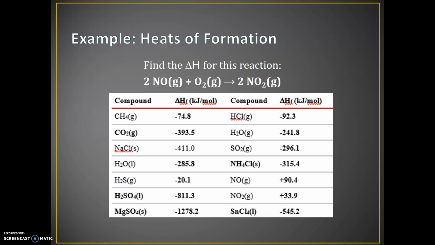Okay, did we solve it? If you did, you should have gotten negative 113 kilojoules. Remember that the reason why they did not give you any O2 is because O2 is just oxygen. That's a pure element in its natural state, right? So that's just going to be 0, okay? But that's really all you have to do for these types of problems.